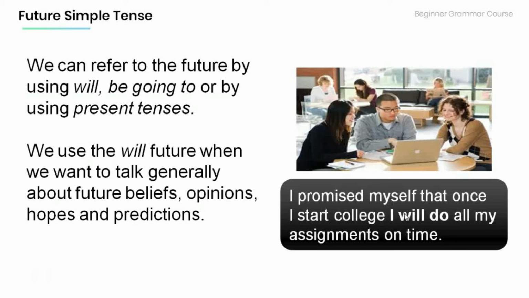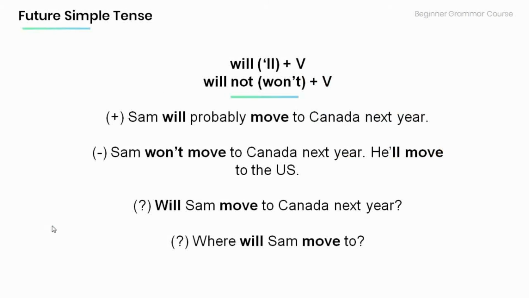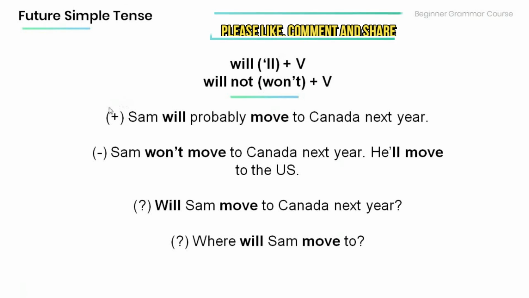Have a look at the example over here. I promise myself that once I start college, I will do all my assignments on time. Note that will in this sentence is used to talk about future hopes. Now let's have a look at the use of will plus verb, the negative will not or won't plus verb. Let's start with the positive sentence. Sam will probably move to Canada next year. Future prediction.